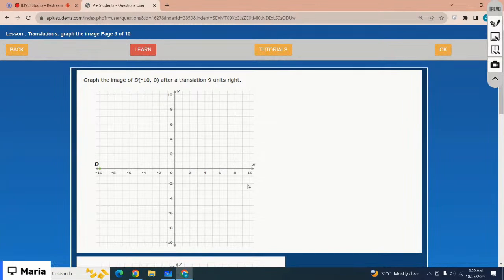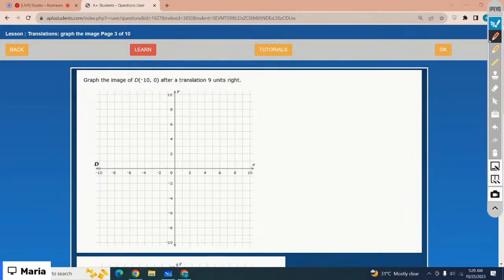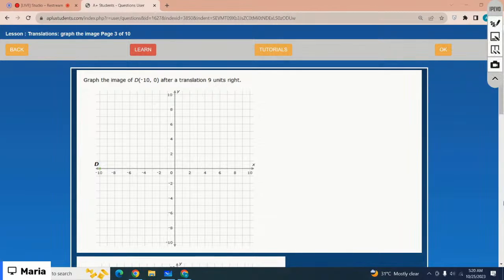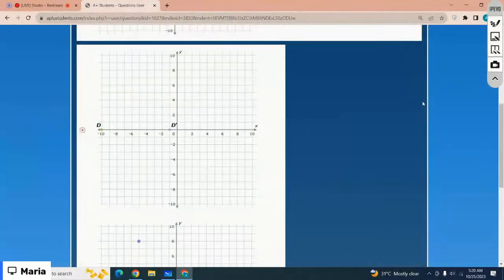Okay, graph the image negative 10, 0 after translation of 9 units right. So you need to move 9 units right. So it would be from here to here. The correct option is negative 1 and 0, right? The correct option is option number 1.